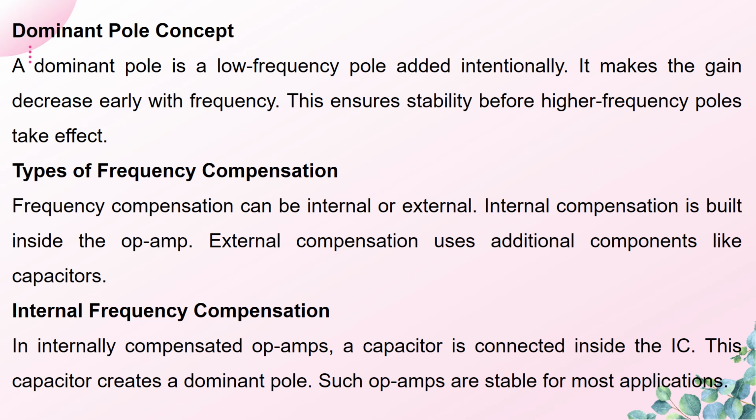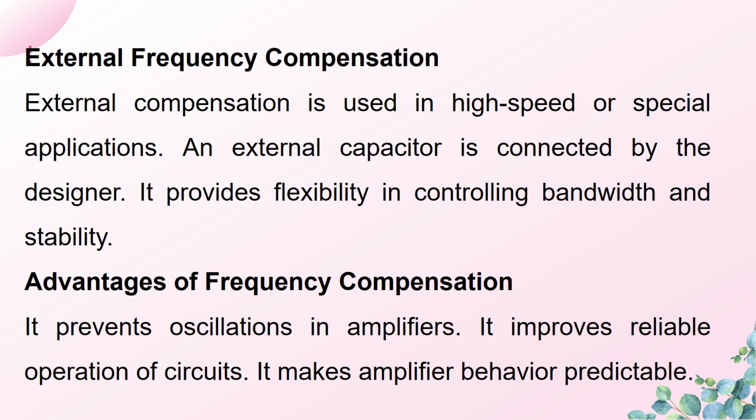In the internal frequency compensation method, a capacitor is connected inside the IC or operational amplifier. This capacitor creates a dominant pole, and such op-amps are stable for most applications. Next is external frequency compensation. External frequency compensation is used in high-speed or special applications. An external capacitor is connected by the designer in order to provide stability. It also provides flexibility in controlling the bandwidth.